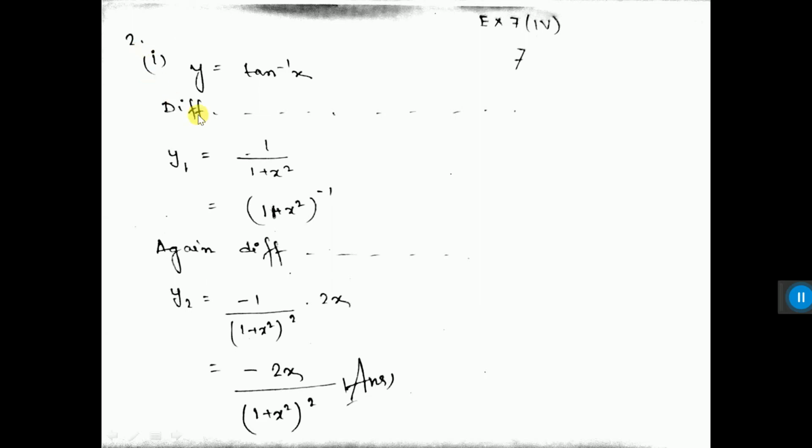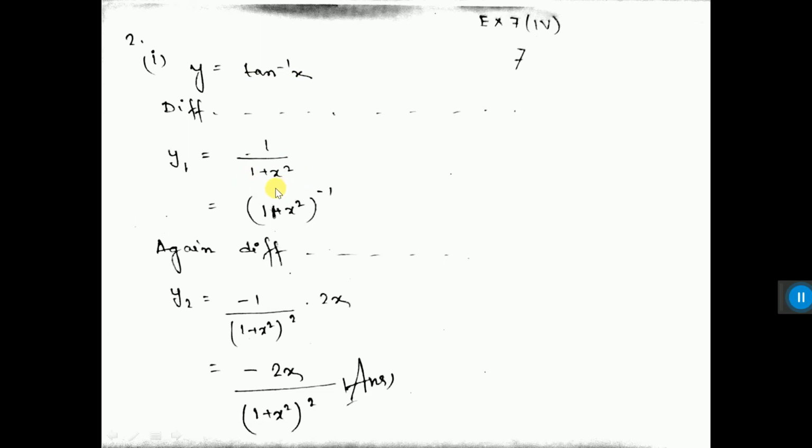Sum number 2 part 1, given y is equal to tan inverse x. Here you have to write differentiating both sides with respect to x. This is dy/dx, which means y1. You can denote this by y1. And d/dx of tan inverse x formula is 1 by 1 plus x square.